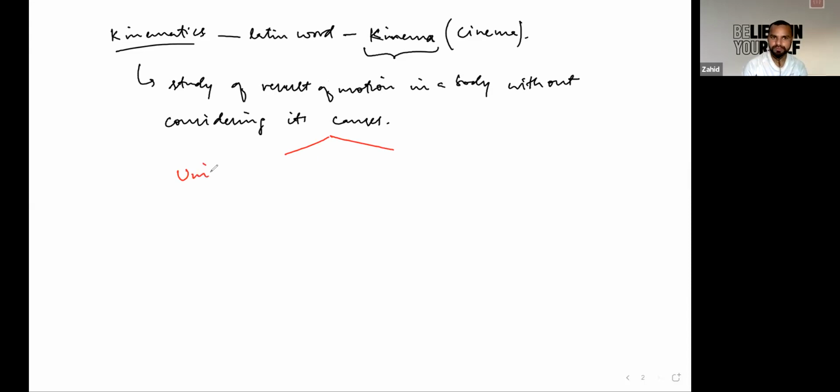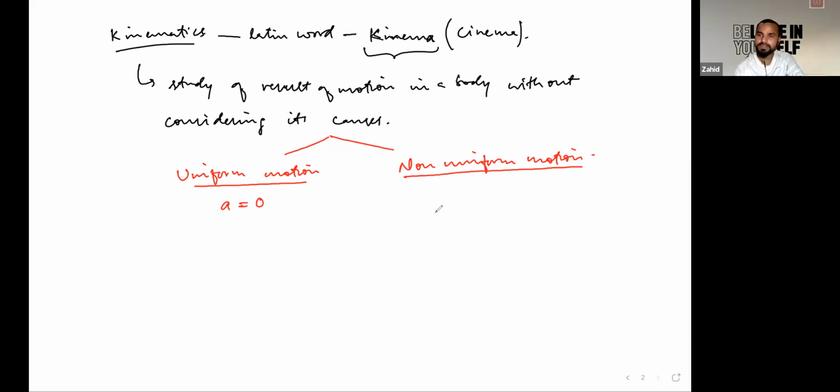First is called uniform motion, second is called non-uniform motion. Uniform motion means a motion in which the acceleration of the body is zero. So the body covers equal distances in equal time gaps. This type of motion is called uniform motion. Next, non-uniform motion. If a body covers unequal distances in equal time gaps, it is called non-uniform motion. So in this part, acceleration is not equal to zero.